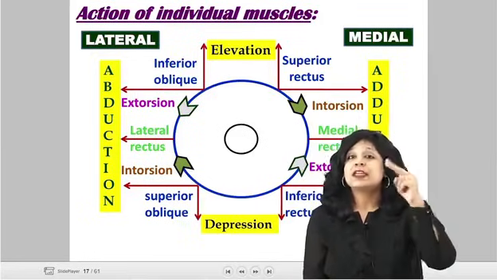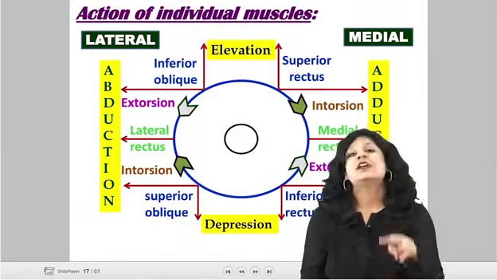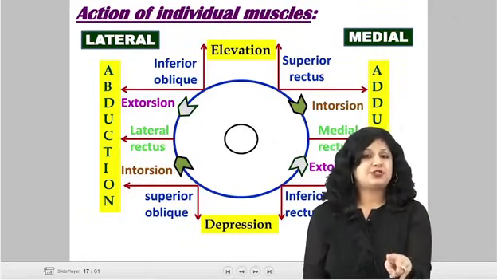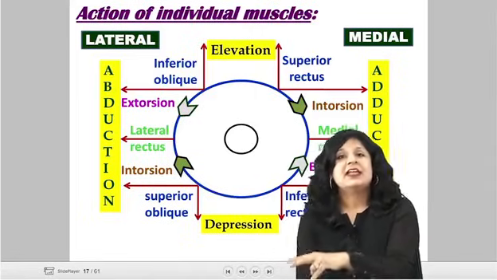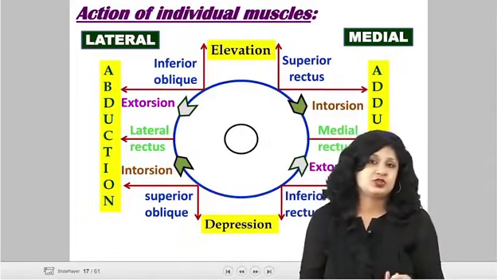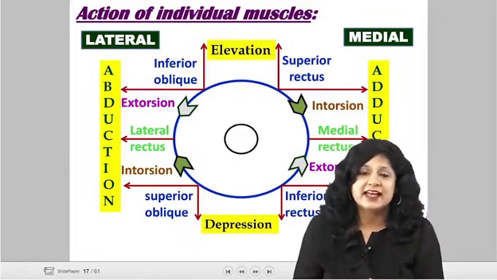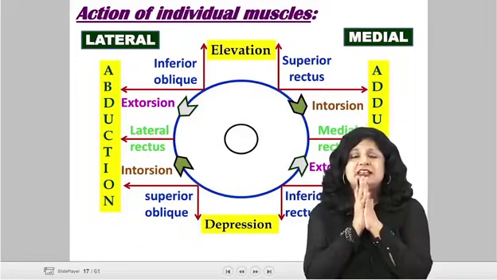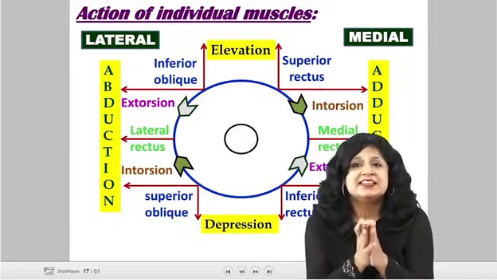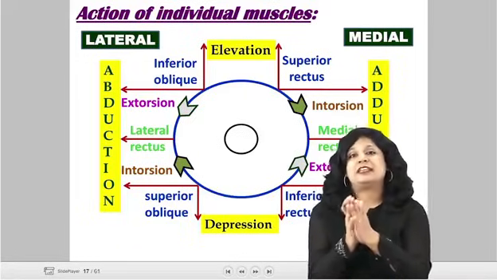While if I am talking about elevation and depression, so maximum elevation and depression by the rectus muscles will take place in the abducted eye, and the maximum elevation and depression by the oblique muscles will take place in the adducted eye. So, when you combine these principles, it will become very easy for you to tell the action of any muscle.